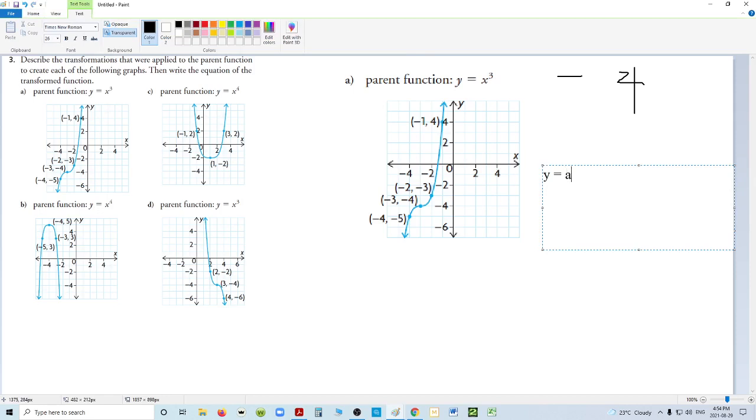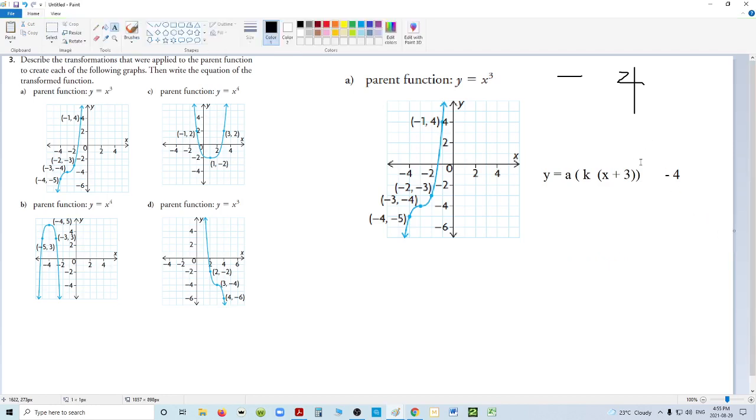Does it look reflected, by the way, like an x cubed? No, it looks normal, so my A is going to be positive. I know it's going to be x plus 3, because it moved 3 to the left, and I know it's going to be minus 4. But in the brackets here, I don't know what the k value is that affects the 3. I just know it's been moved down by 4. So I know half my y values and half my x values, and just keep in mind it's to the exponent of 3.